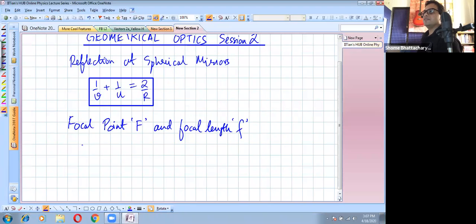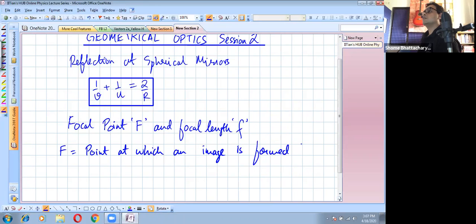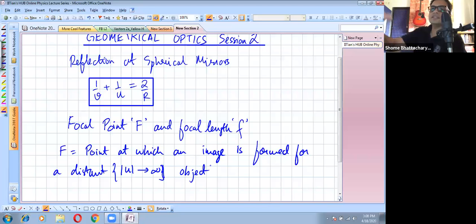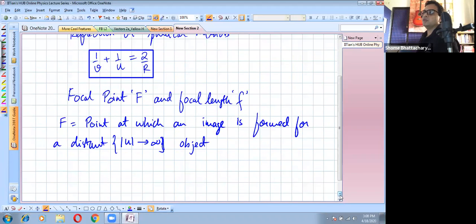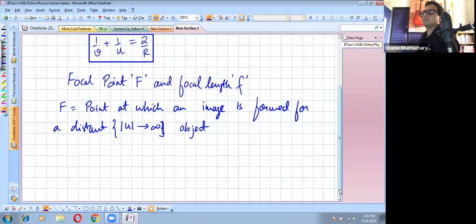So to start with, what is the definition of the focal position? The focal position is the point at which an image is formed for a distant object. So what we mean by distant is that the magnitude of the object distance should be tending to infinity. Okay. For a very distant object. That is the simple definition. There are many other ways of expressing it also, that rays parallel to the principal axis cut through the focal point and all that. But that is secondary. Let's just understand this in context of this.